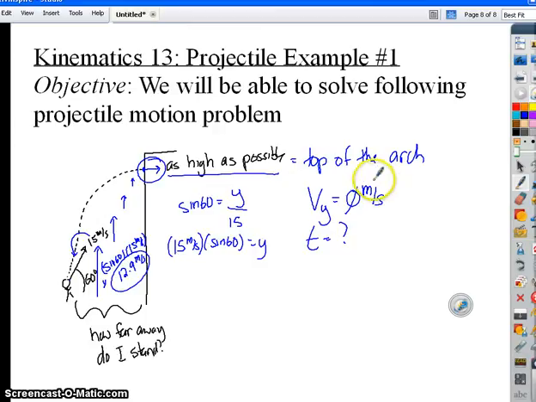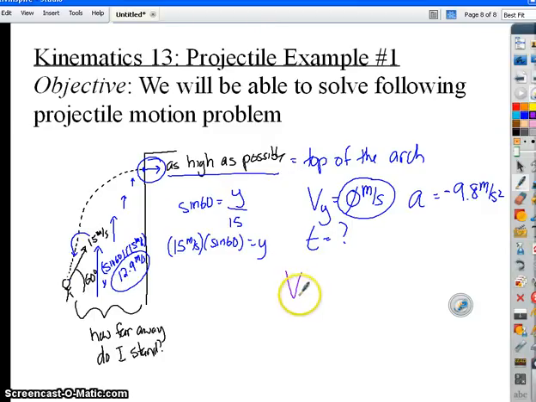My final velocity in y is 0. My acceleration is negative 9.8 meters per second squared. I'm making this negative 9.8 because I'm saying that this is 12.9 meters per second in the positive direction, so acceleration due to gravity is going to be pulling it down. So I have initial velocity, final velocity, and acceleration, and I'm trying to solve for time. I am going to use this equation right here.